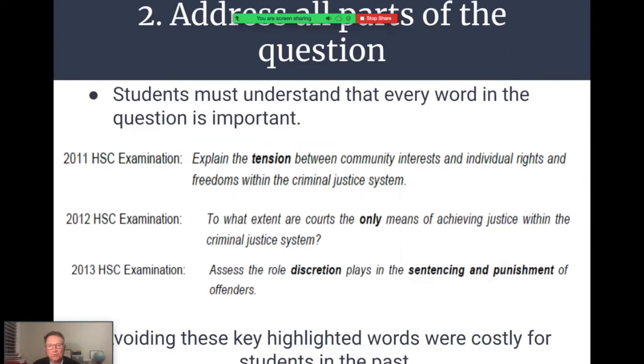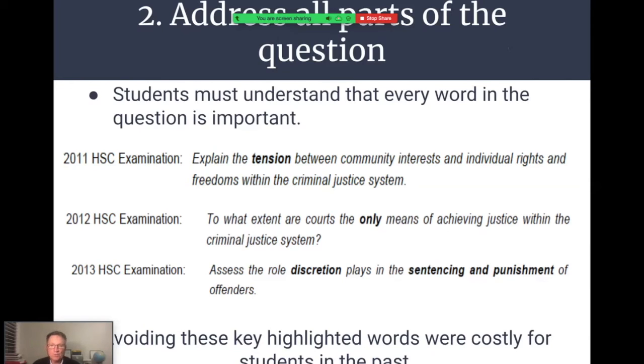Make sure you address all parts of the question. Often questions have more than one part to them, and students focus too strongly on one part and ignore the other. So in this 2011 HSC exam question, it says explain the tension between community interest and individual rights and freedoms within the criminal justice system. A poor answer would talk a lot about community interests and neglect the rights of the individual to show the balance. We need to address all parts of the question, and every word is important.